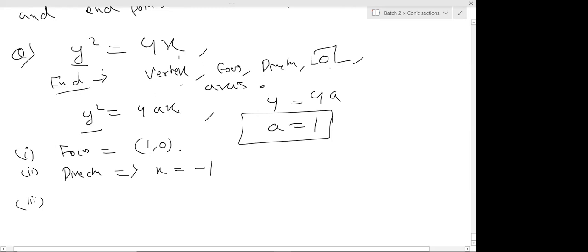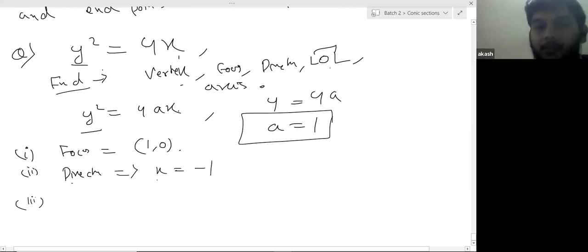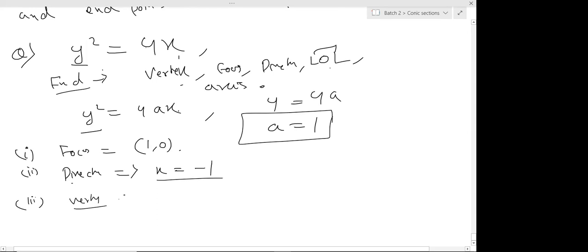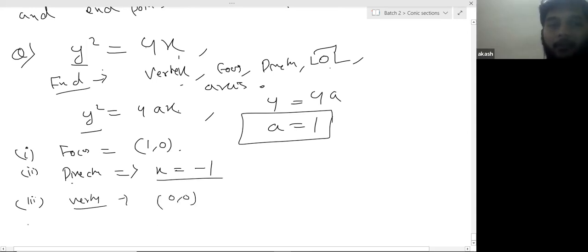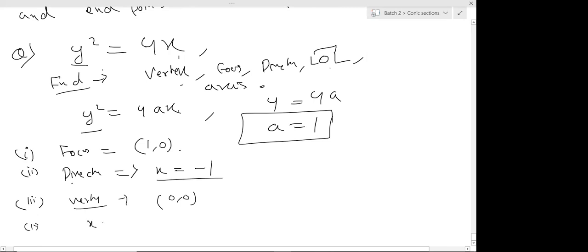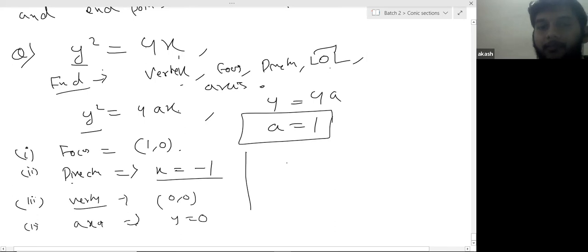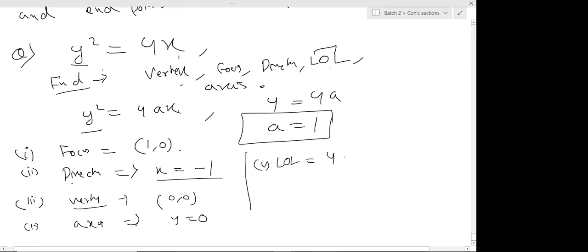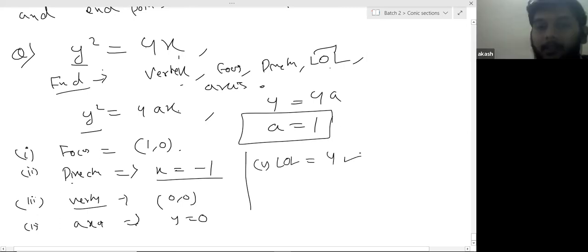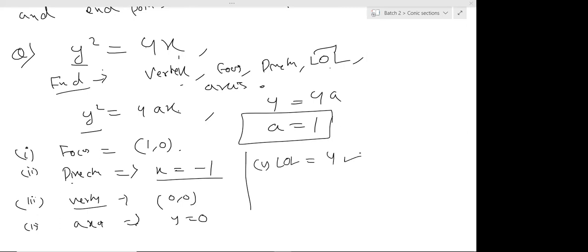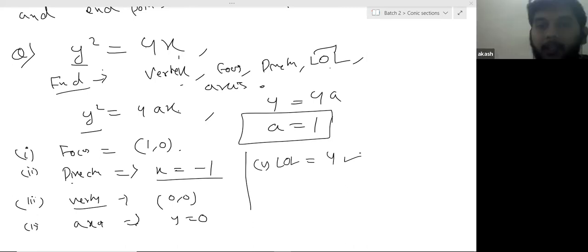If they ask for the directrix, it is a line, and the equation of a line you should write like this, right? Vertex is 0 comma 0. Axis is y equals 0. And length of latus rectum is 4a, 4 into 1, which is 4. Everyone clear? Mazia, Atif, Rahman? Yes. All right. You just have to find the value of a, and you'll have all the answers. This is the first type. Write it down.